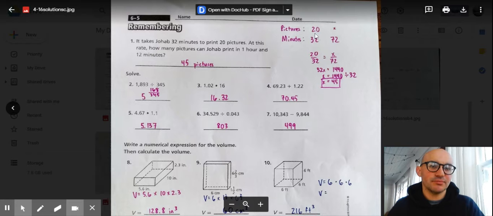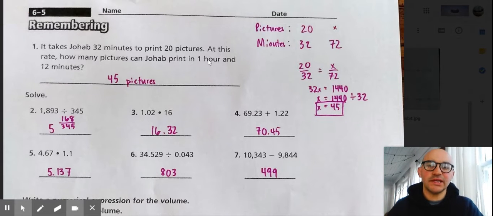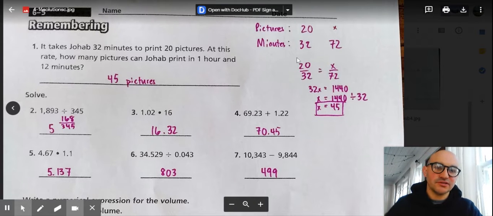So I did pictures to minutes here, 20 pictures to 32 minutes. X pictures, that's our unknown. We can begin to create our equation with the unknown. And we have 72 minutes. I didn't really spell this out on my paper, so let me just do this quickly. 1 hour is 60 minutes plus 12 minutes, so 60 plus 12, that's how I get 72. So that would be the first conversion there.